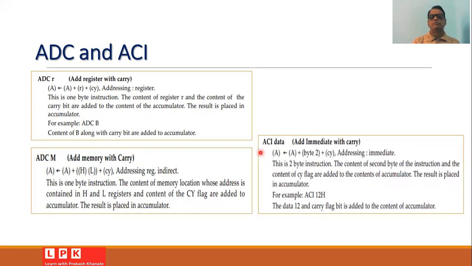Another instruction that is used for addition with carry is ACI data, where the data itself is available in the instruction. So the content of the second byte of the instruction and the content of the carry flag are added into the content of the accumulator, and the result is also stored in the accumulator. So for example, when we write the instruction ACI 12H, then the hexadecimal data 12 and the carry bit are added into the content of the accumulator, and the result is stored in the accumulator.